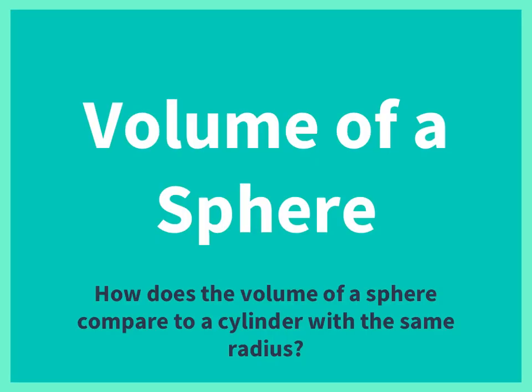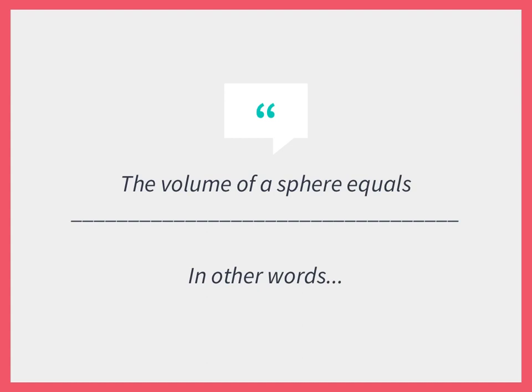So when we're looking at the volume of a sphere, we can ask the question, how does the volume of a sphere compare to a cylinder with the same radius? If you watch that visual proof, you can see that with our cylinder and our sphere, we can fit a whole cylinder, assuming the same radius, into that sphere, and then 1/3 more. So the volume of a sphere equals the volume of a cylinder plus another 1/3 volume of the cylinder.